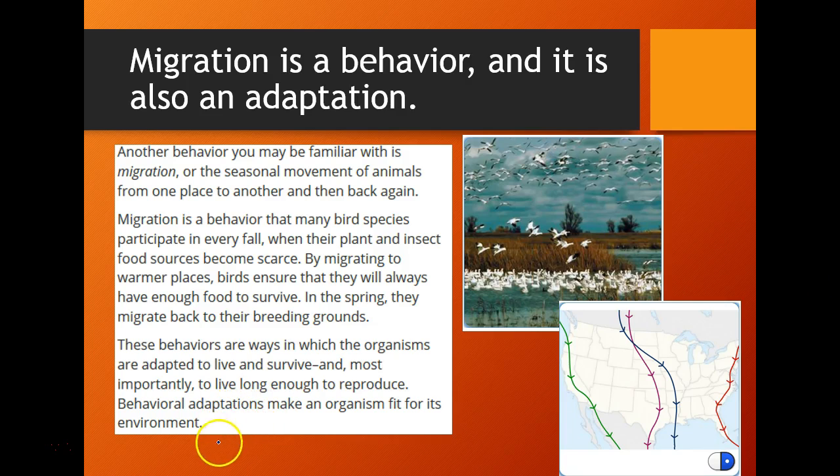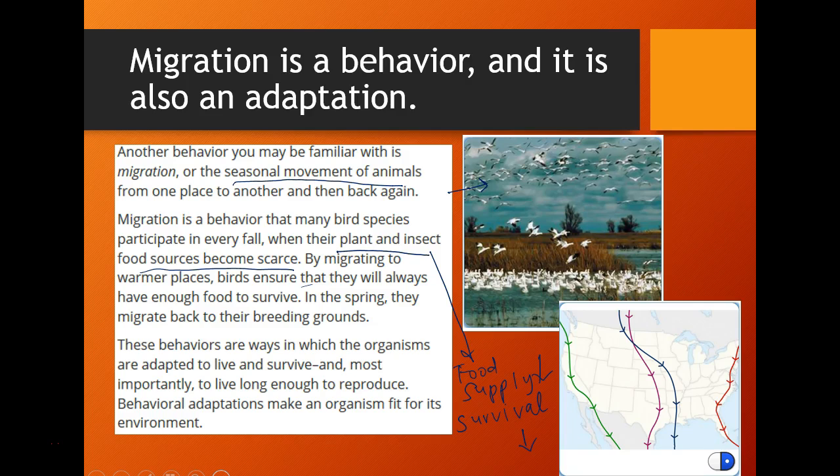Another type of behavioral adaptation is called migration. I'm sure all of you have heard of migration. One really popular example of this is the seasonal movement of animals such as birds, which you see right here. Birds actually migrate every fall, and the reason is because plant and insect food sources become scarce. And what that means is, what is in danger? Their food supply is low, so that means if they stay there, their survival rates will also be low, right?